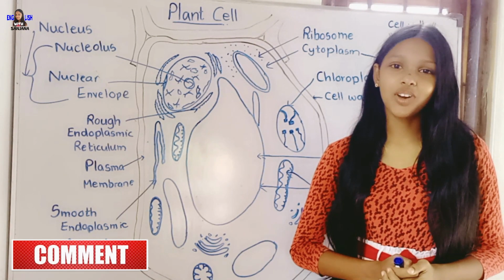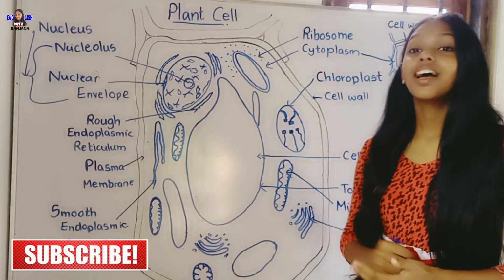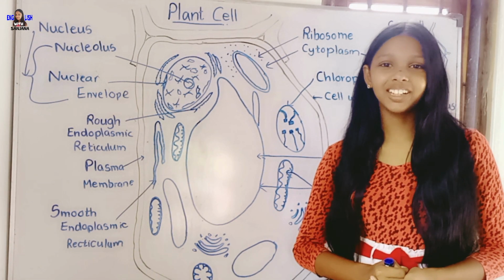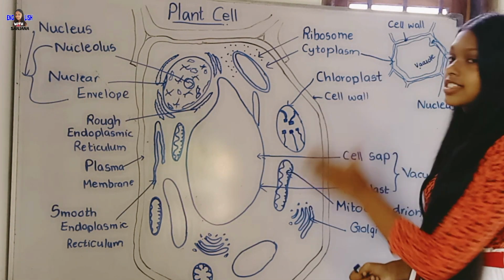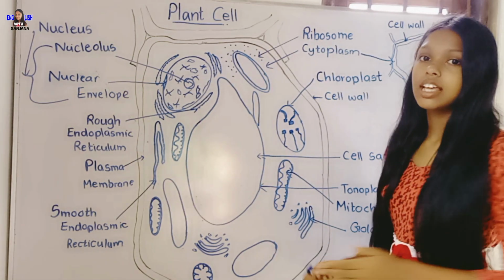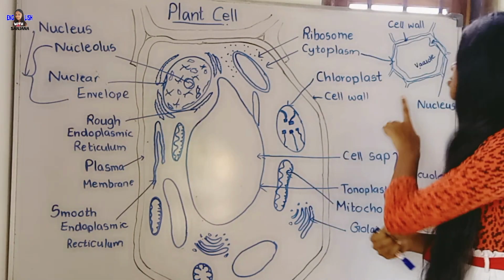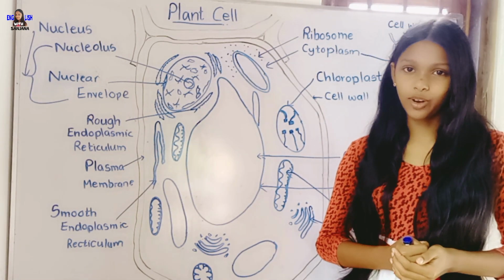In this video, we will look at the parts of the plant cell. Friends, are you ready? If you are ready, let's get started. Here I have drawn two plant cells. This plant cell is observed under an electron microscope, and this plant cell is observed under a light microscope.